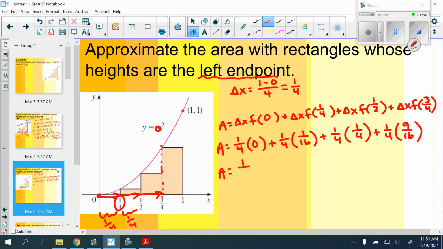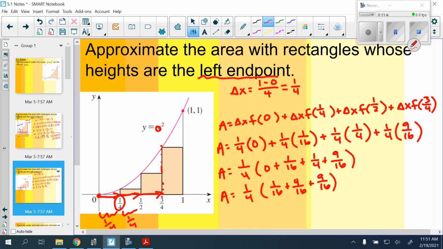Or again, we could factor out a fourth and add up all the heights. So we'd be adding these values. I'm going to do it without calculator first here, get the exact answer. You want common denominator, so it would be 1/16 plus 4/16 plus 9/16. Hopefully I add them up correctly this time. That would be 14/16. So our area is 1/4 times 14 out of 16.